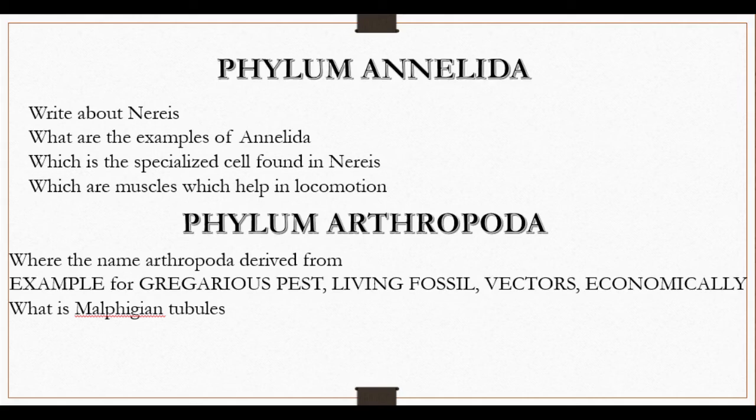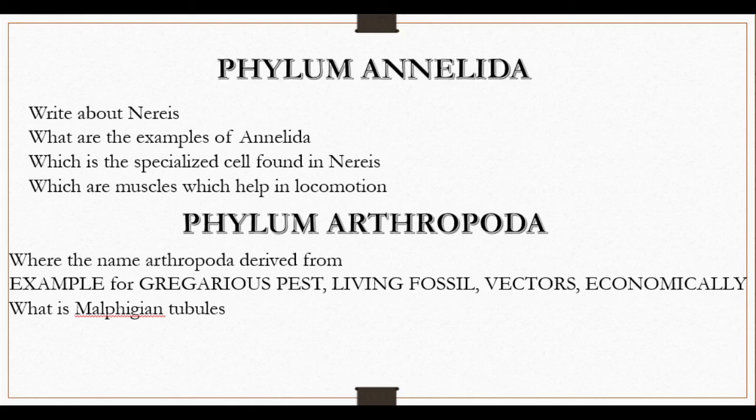From phylum Arthropoda, the frequently asked question is an indirect question, that is which is the largest phylum in Animalia. The answer is Arthropoda. From where does the word Arthropoda come from? It's from arthros and poda. Then the frequently asked questions are examples for gregarious pest, examples for living fossil, vectors and economically important arthropods. And you should study the excretory organ, that is Malpighian tubules, that it is an open circulatory system, very important. And the respiratory organs differ: gills, book lungs and tracheal system.